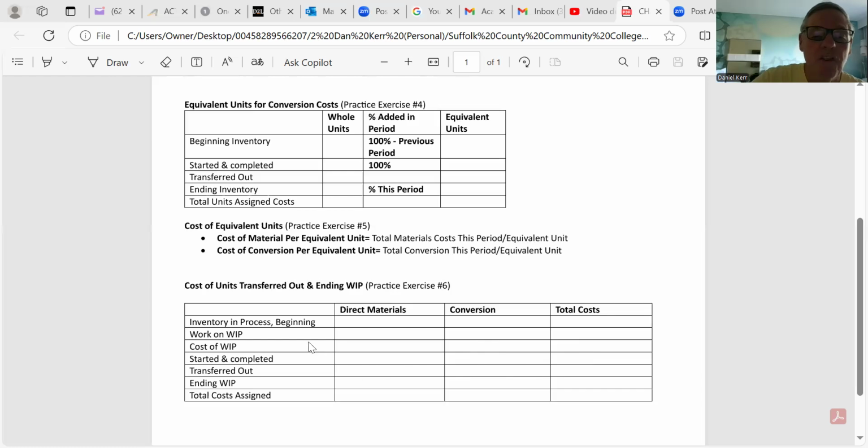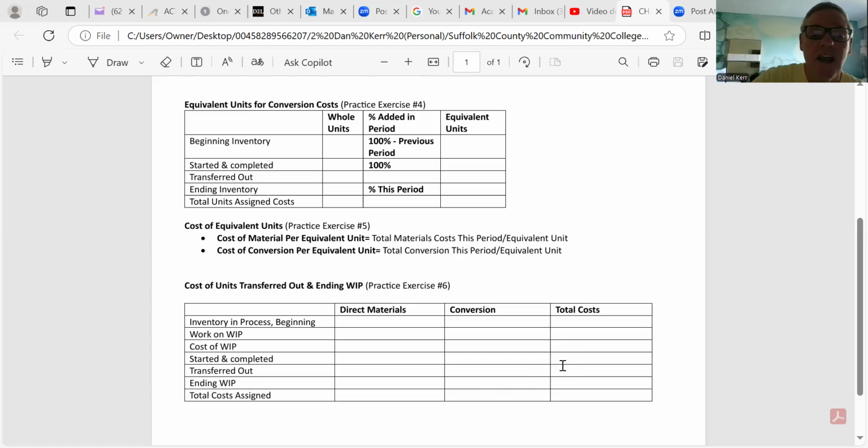Right? So that'll give you the work in process. Then the started and completed. Okay, so beginning inventory, total cost plus the started and completed. And then you figure out the amount of units that were transferred out, and the transferred out materials cost and conversion costs. And then the ending work in process, the costs are going to be 100% complete with regard to materials, and there's going to be a portion of them that is complete with regard to the conversion costs.